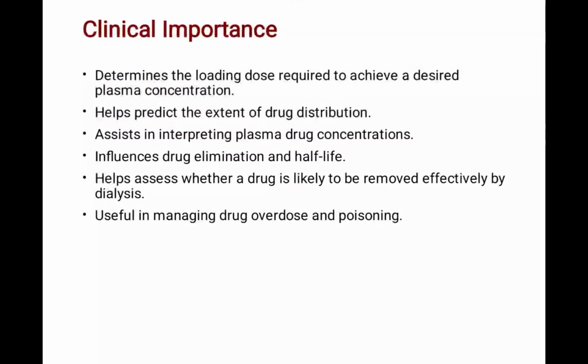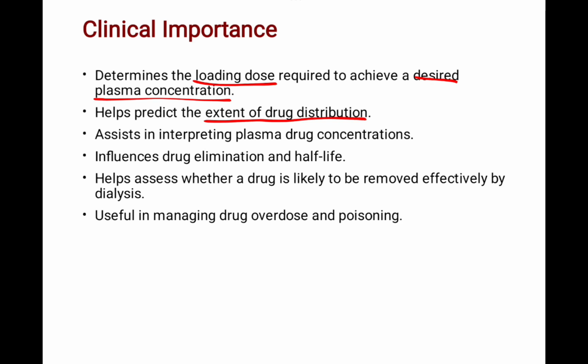It determines the loading dose required to achieve a desired plasma concentration. For a drug that has a high volume of distribution, that means it requires a higher loading dose so that you get a desired plasma concentration. If not, most of the drug will move from the plasma concentration into the tissues. It helps to predict the extent of drug distribution. It tells you what is the extent at which this drug is going to be distributed.